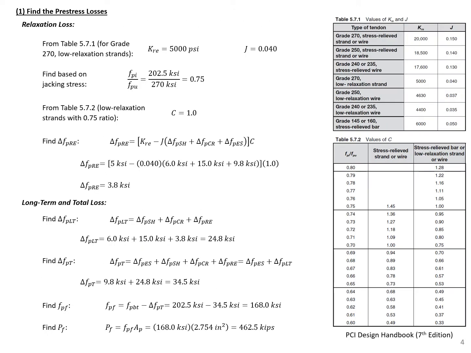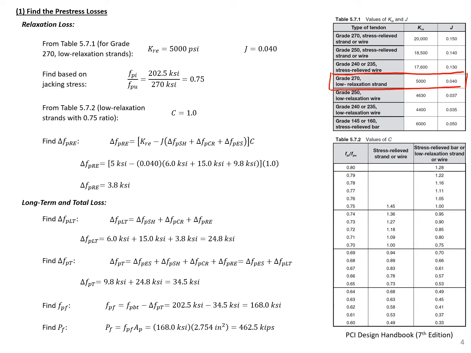Next, we can find our pre-stress loss due to the relaxation of our pre-stressing strands. We'll use the PCI Design Handbook approach, and to do that, we need to use some of the tables that are provided on this slide. First, we know that we have grade 270 low relaxation strands, which we will typically have in practice. So we come here to this table, and we can find our K relaxation equal to 5,000 PSI or 5 KSI, and our J equal to 0.04.